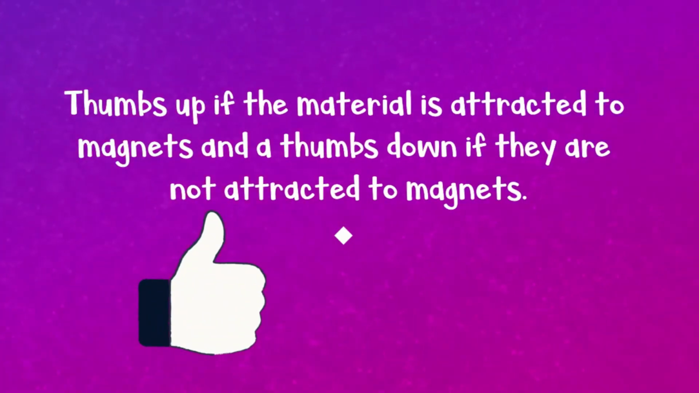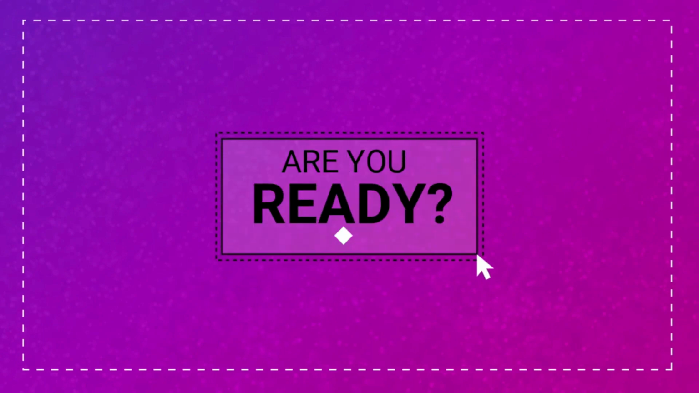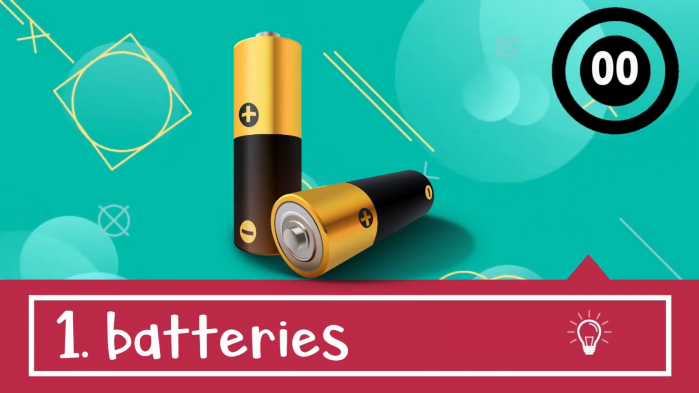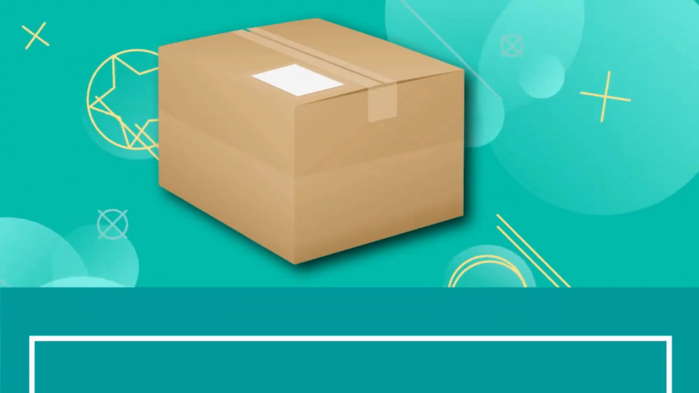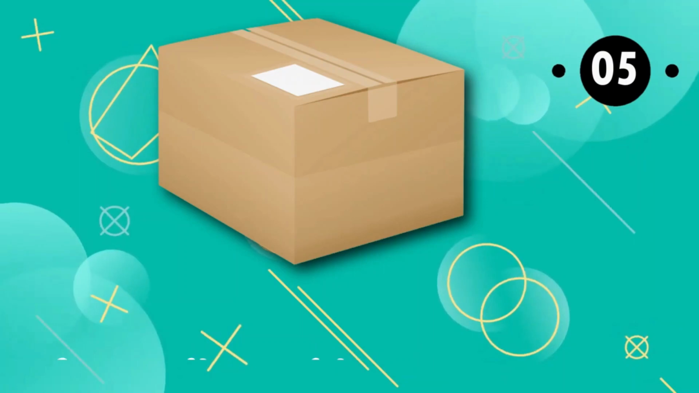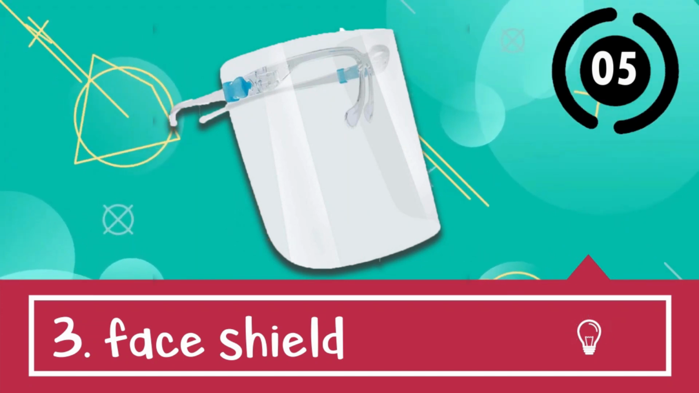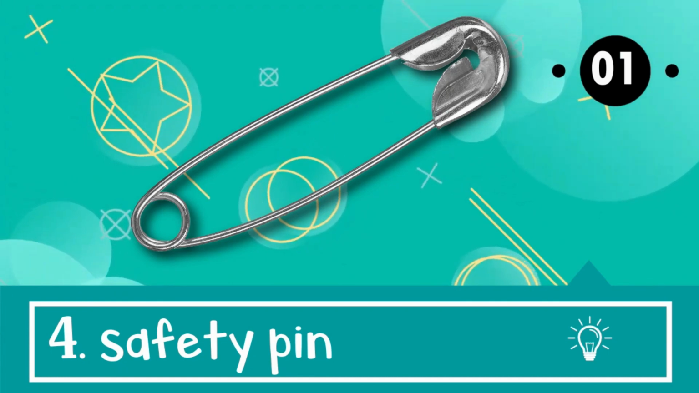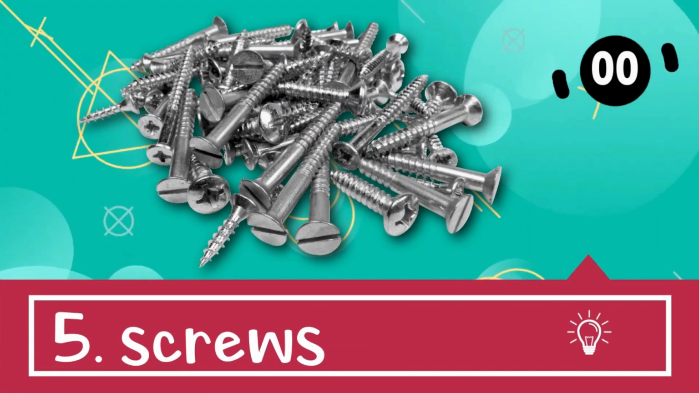Are you ready for an activity? Put a thumbs up if the following materials are attracted to magnets, and put a thumbs down if they are not attracted to magnets. Are you ready? Number 1. Batteries. Number 2. Cardboard box. Number 3. Face shield. Number 4. Safety pin. And number 5. Screws.